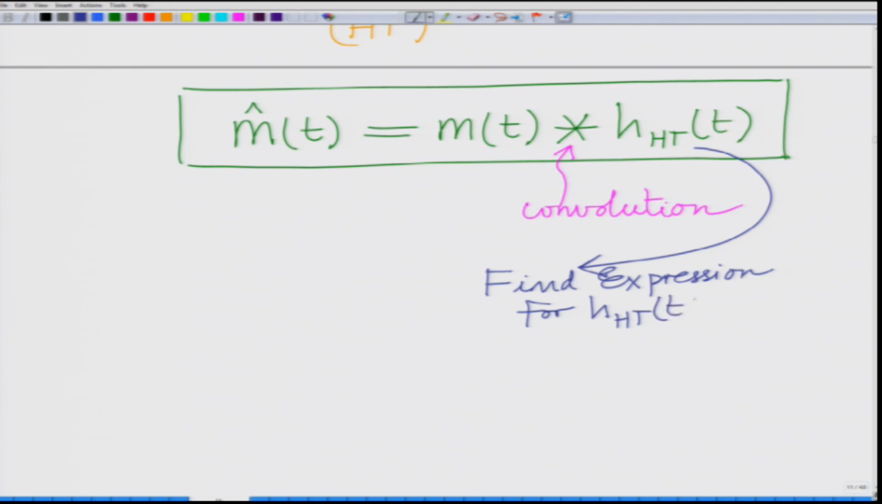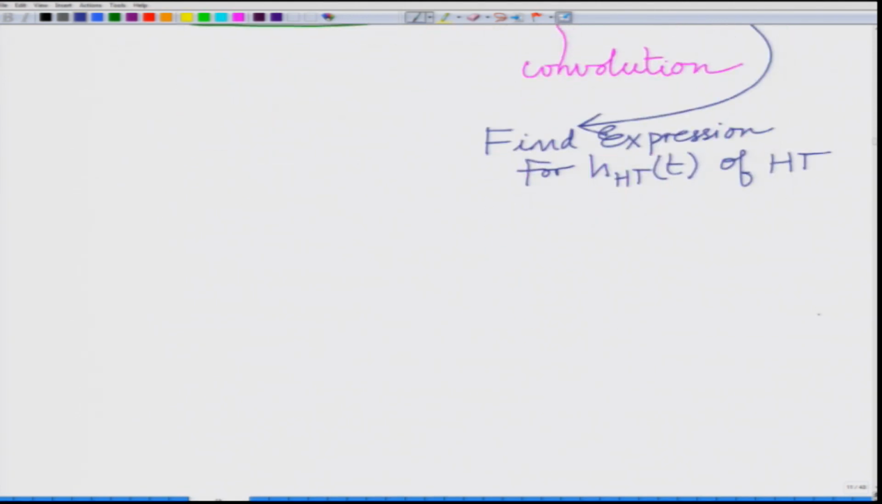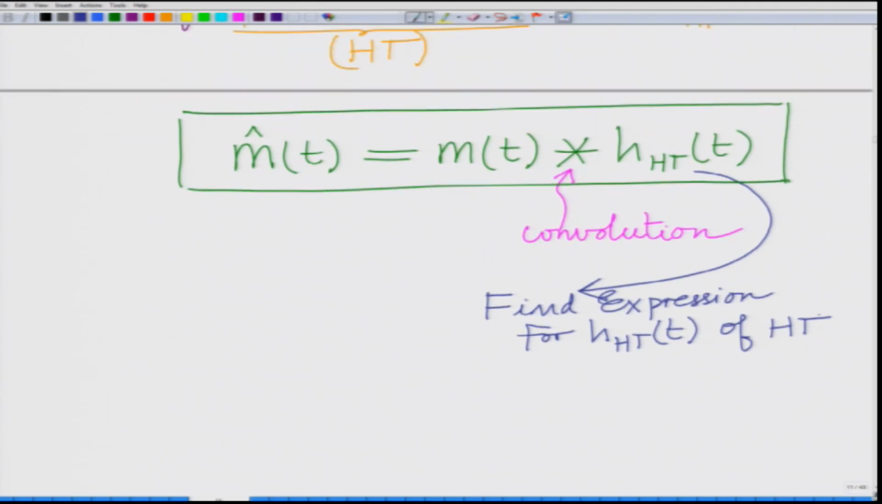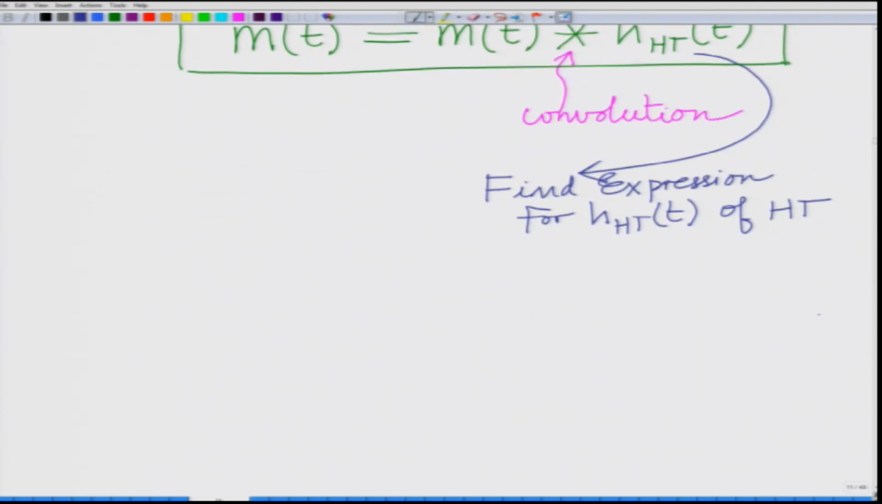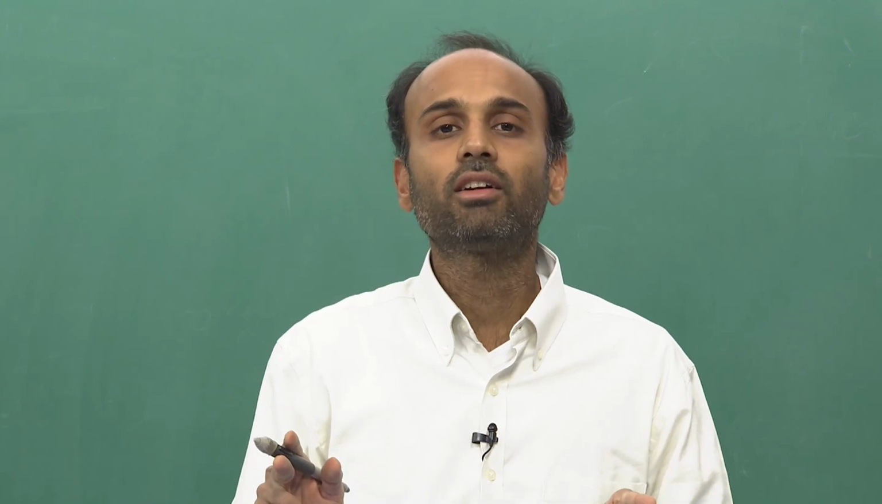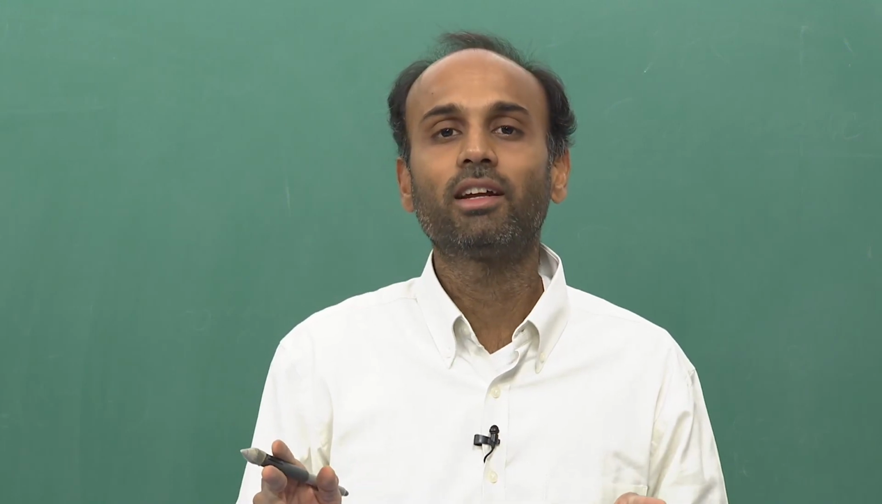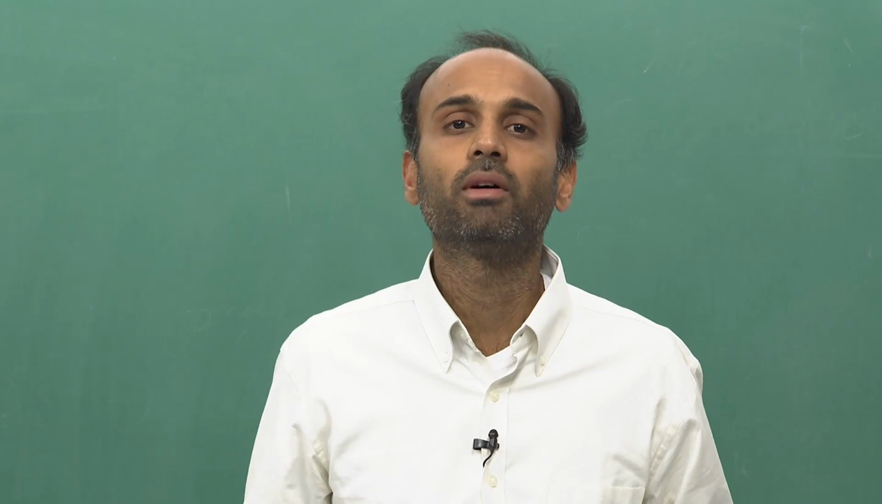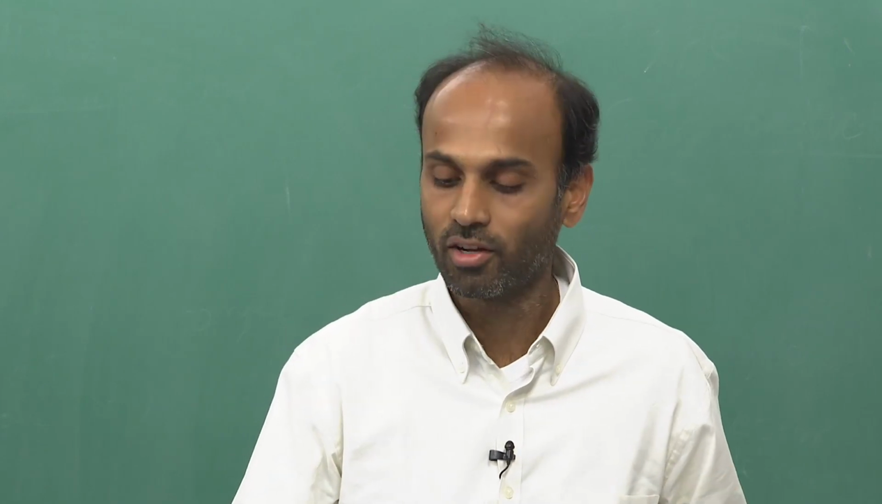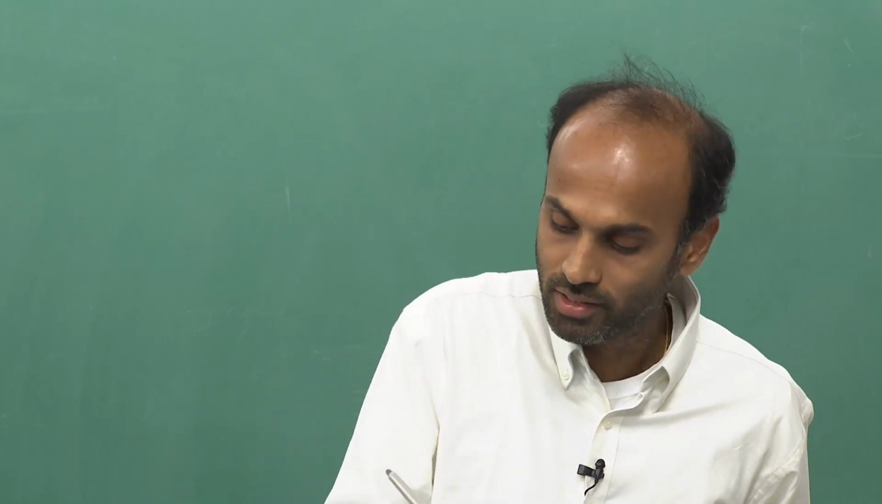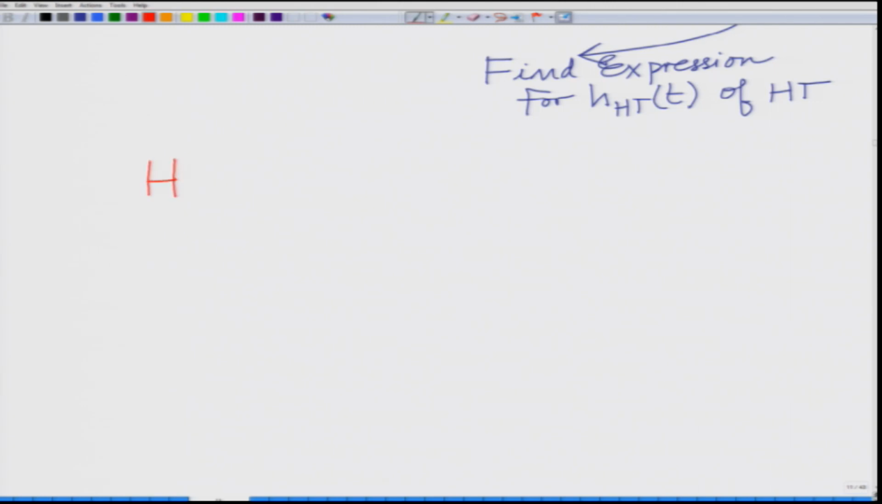For the impulse response h hat of t of the Hilbert transform. However, the Hilbert transform is more readily expressed in the frequency domain. It is easier to characterize the spectrum; it has an elegant characterization, the spectrum of the Hilbert transform, that is H hat of f. So, we will start with that.